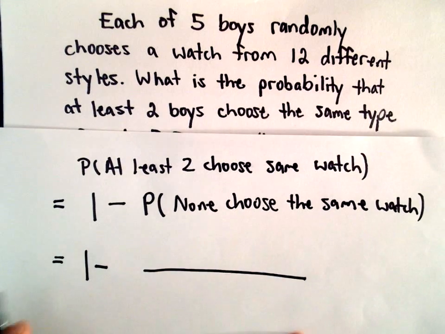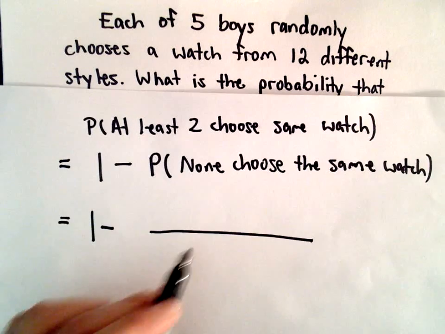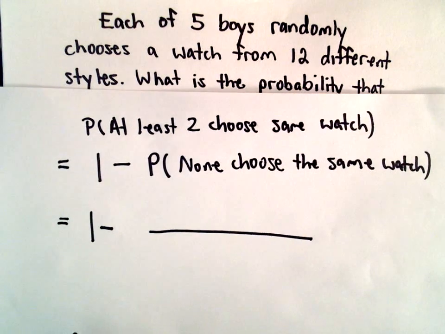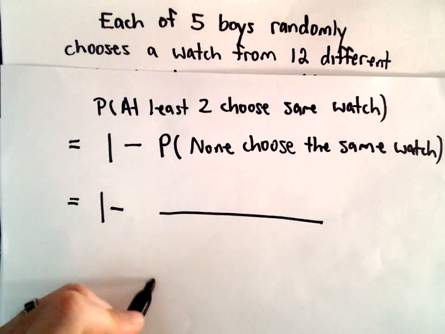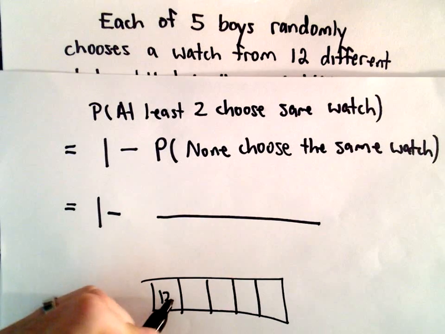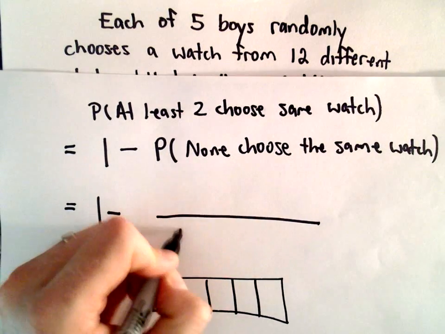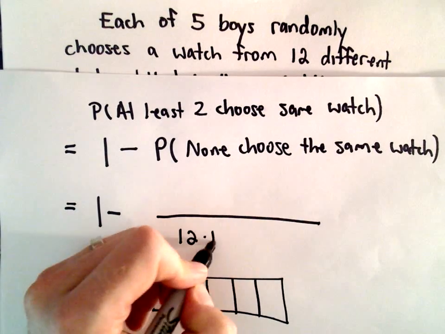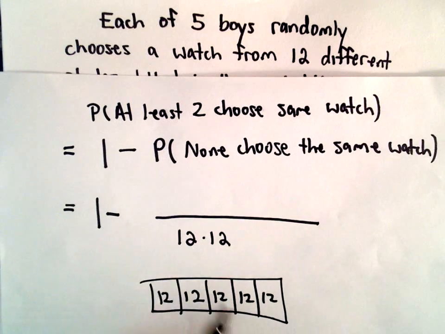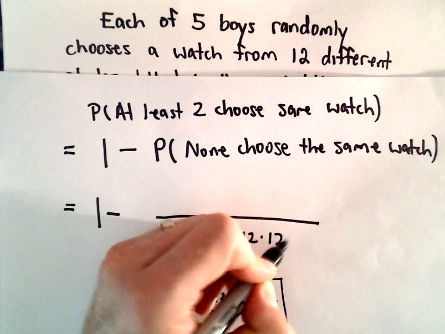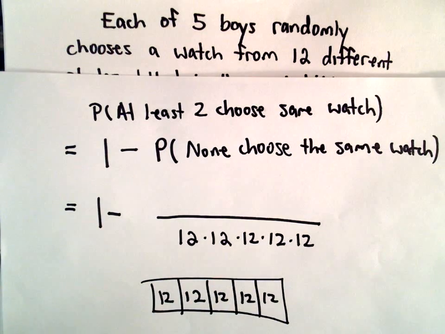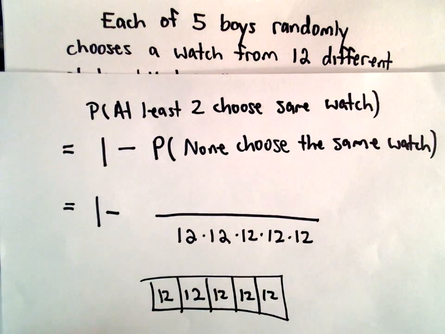Okay, so we've got to set up our fraction here. Again, we've got the total number of ways that the watches could be selected in the denominator. We've got 5 boys. The first boy, there's 12 ways he could choose a watch. There's also 12 ways that the next boy could choose a watch, etc., for each of the 5 boys. So there's 12 to the 5th ways that these boys could choose a watch.